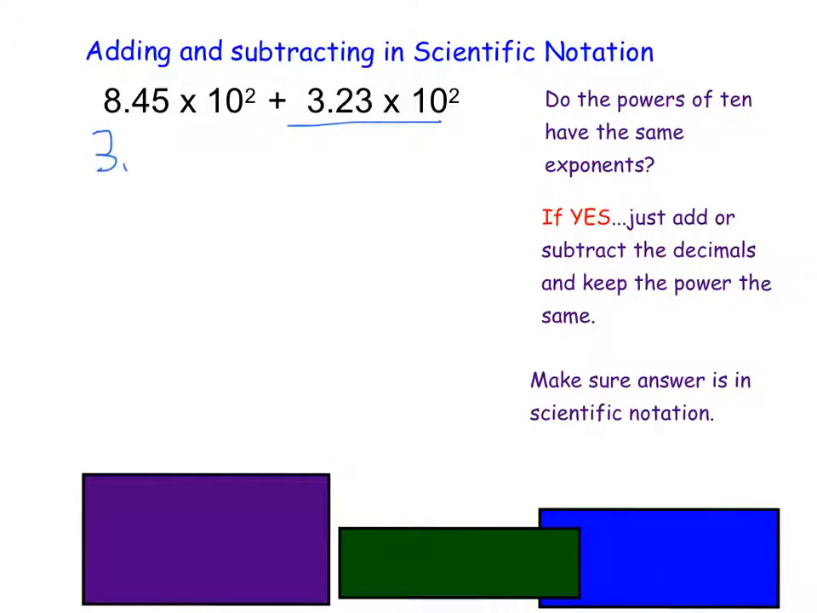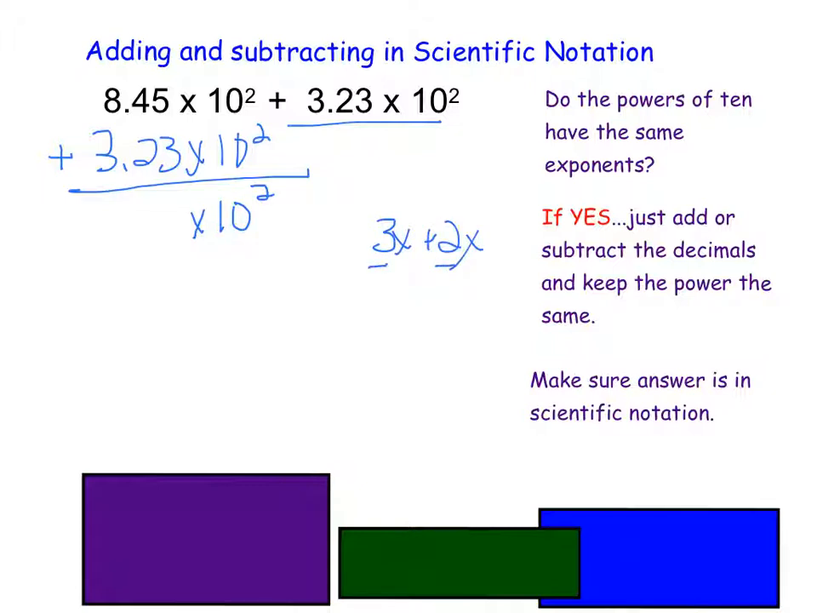3.23 times 10 squared. And we're adding. We are going to keep the power of 10 the same. It's like it's your variable. If you had 3x plus 2x, you would add the numbers, and what this means is 3 times x plus 2 times x. You add the numbers, and you keep that variable the same. That's exactly what you're doing with scientific notation. You're keeping that power of 10, or the variable part, the same.